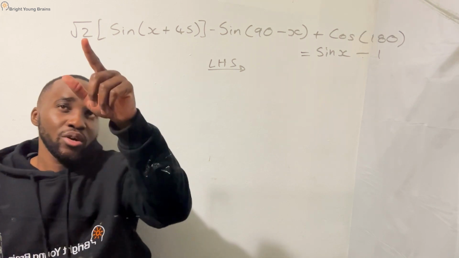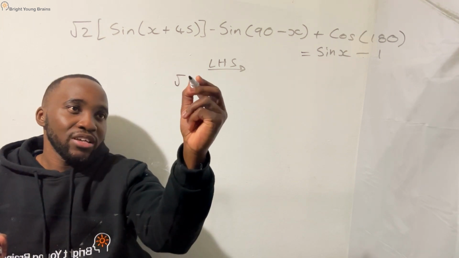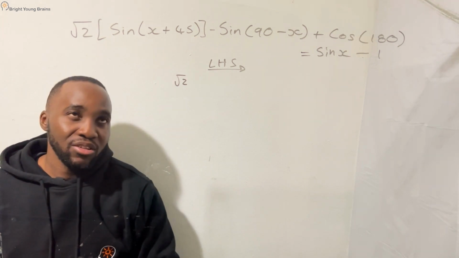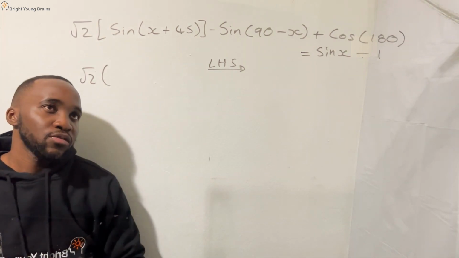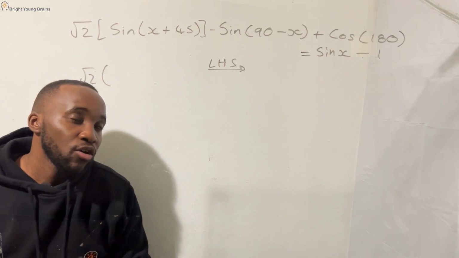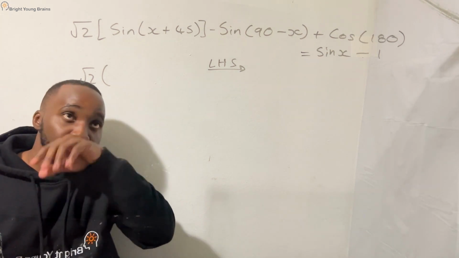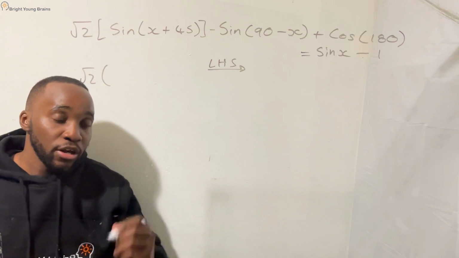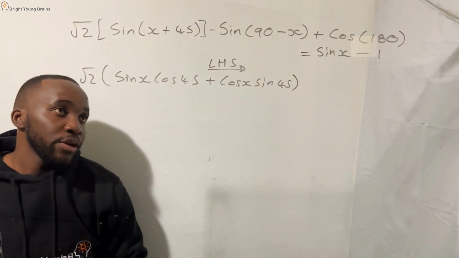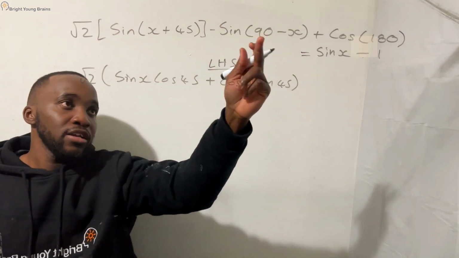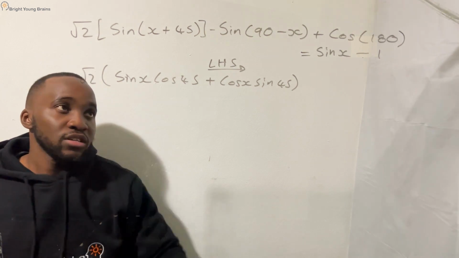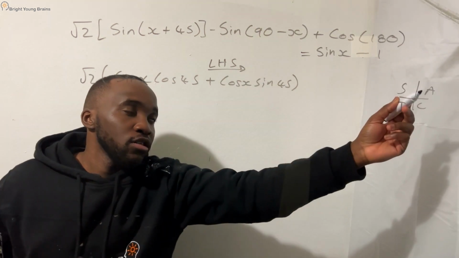For example, the square root of 2 there doesn't look like it's helping anyone, so you can just leave it the way it is. Now the sine of x plus 45, right? Clearly that's a compound angle expression, so you may want to open this up using compound angles. There we go. And then sine of 90 minus x.